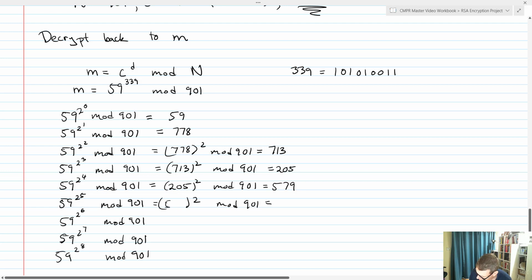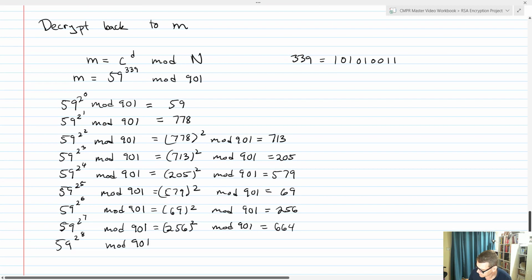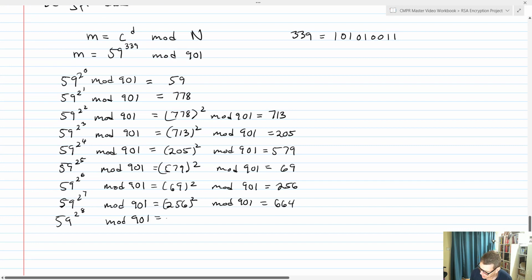579 squared mod 901. And that ends up equaling 69. Then we'll take 69 squared mod 901. That'll end up equaling 256. 256 squared mod 901 is going to equal 664. And 664 squared mod 901 is going to end up equaling 307.